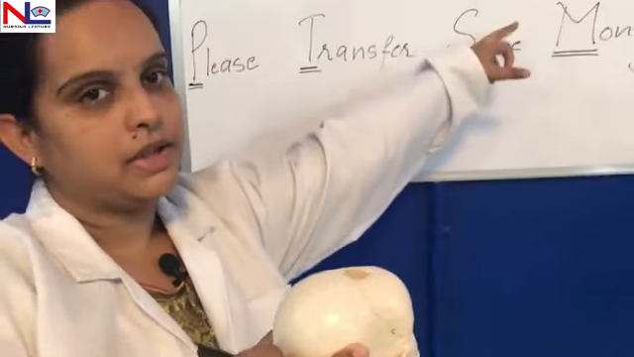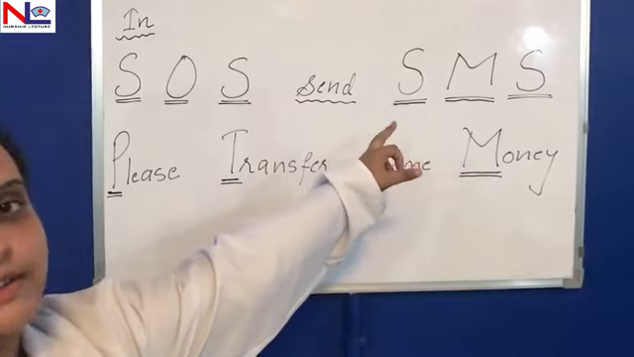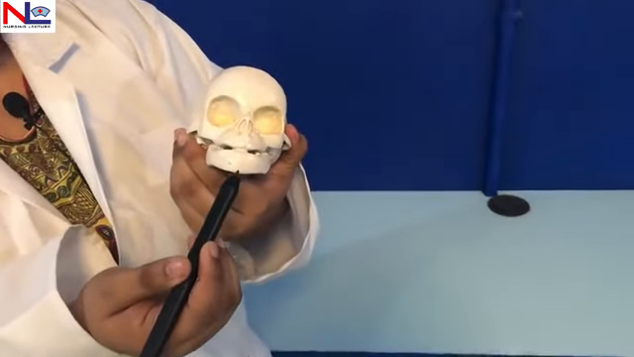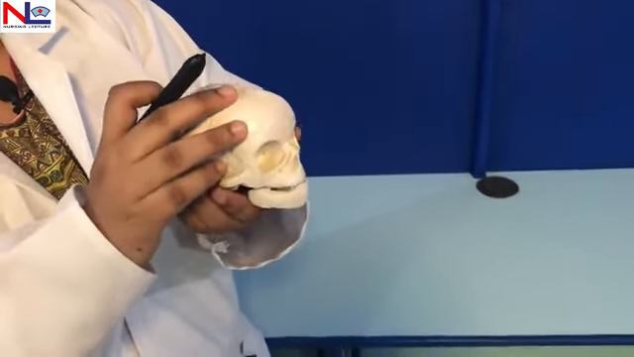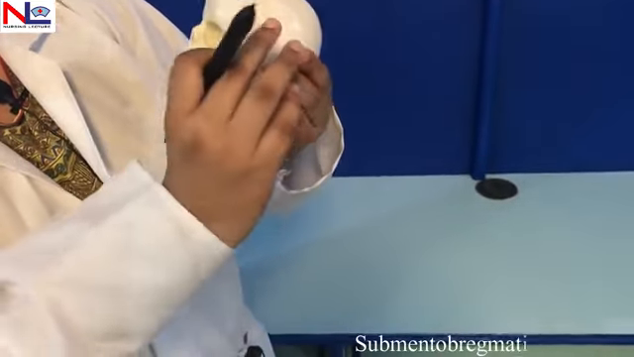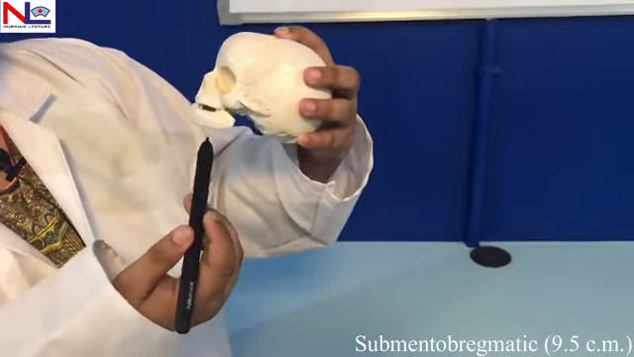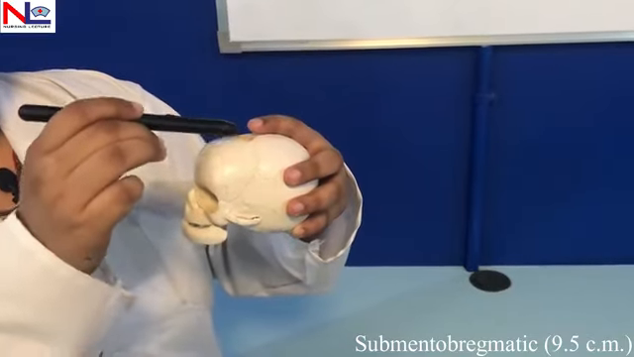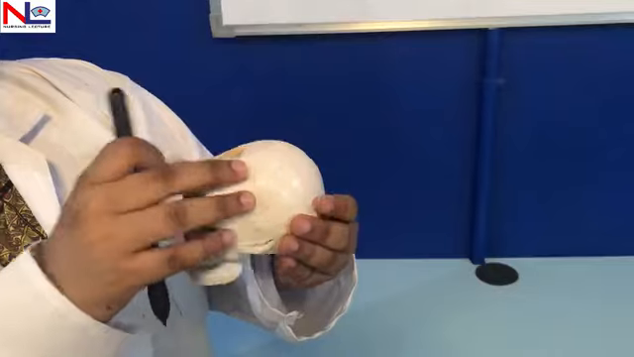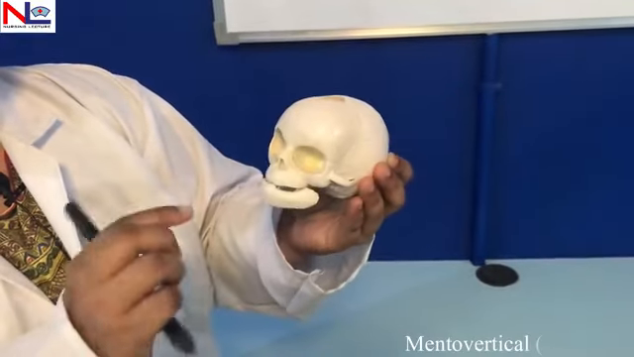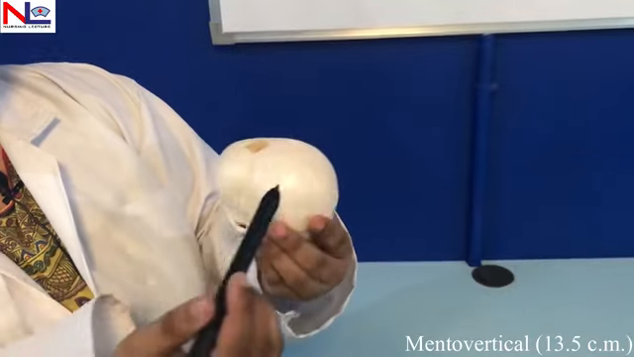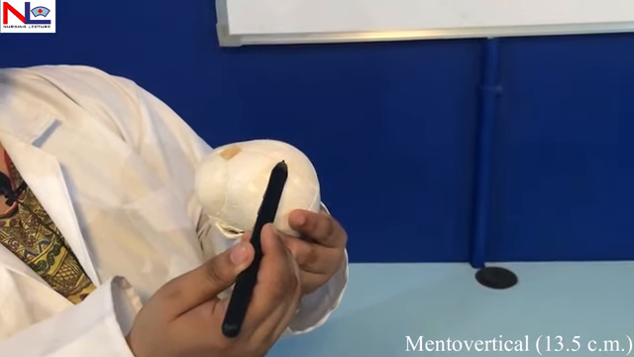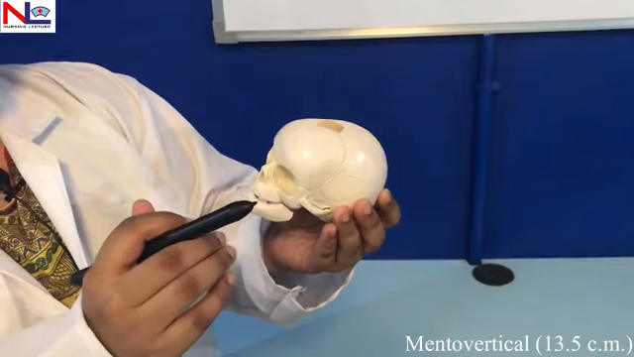Then next is SMS. In SMS, these three letters indicate the diameters which start from the mentum. It means the chin. So the first letter is S, and this S indicates submento-bregmatic, means the point extends below the chin till the bregma, and this is about 9.5 centimeter. The next M, mento-vertex. The point extends from the mentum or chin till the highest point of the vertex, and this is about 13.5 to 14 centimeter, and it is the highest diameter in the anterior posterior diameter.